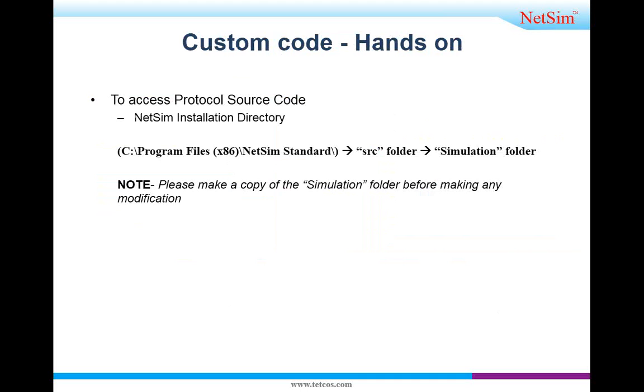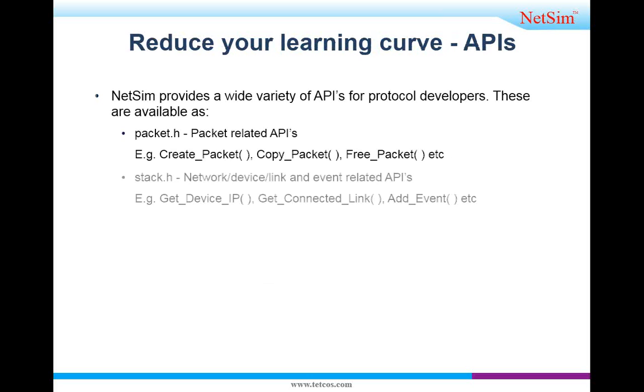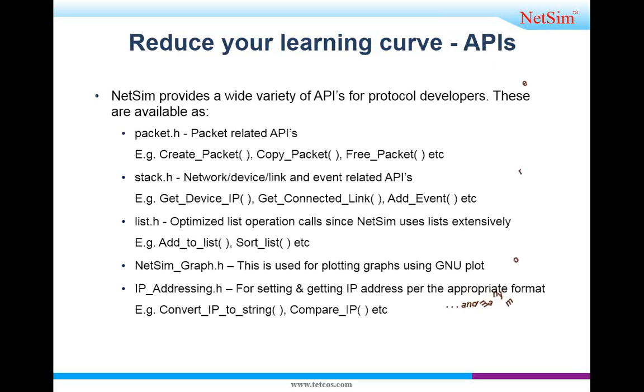You can see this custom code in your installation directory, under Program Files, NetSim Standard. When you install the NetSim software, you will have this installation directory. Now NetSim provides some APIs for protocol developers. In order to reduce the time and effort of the protocol developer, it provides APIs that can be used to perform activities like packet creation, deletion, IP address comparison, and many more. NetSim also provides a manual in the help section to assist developers while writing or editing the source code. Okay.